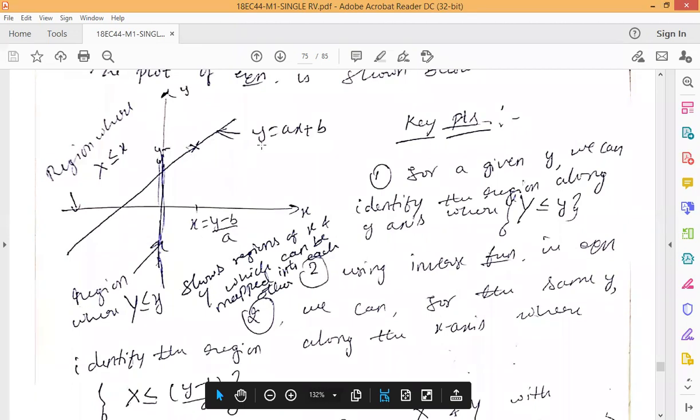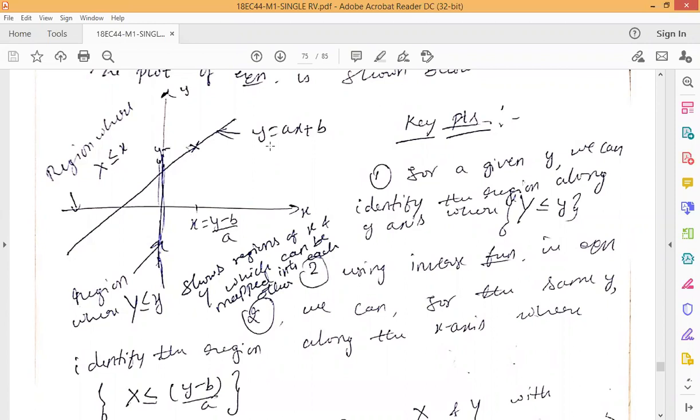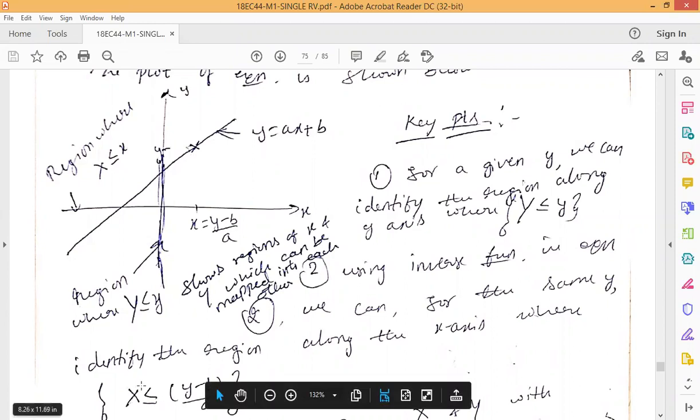Because here we are assuming that a is a positive constant. In the next example, we'll be considering a as a negative value or negative constant. For that reason, whatever the symbols or notations that we'll be using matter a lot. While explaining this concept, you have to remember all this.